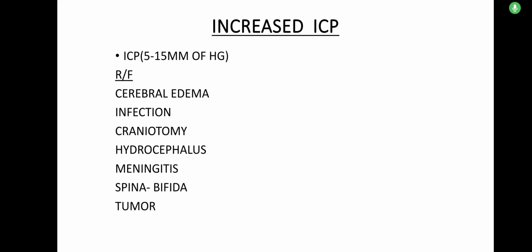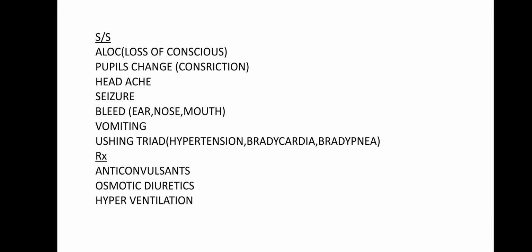Now let's see neurology conditions. The first condition is increased ICP. The normal ICP, intracranial pressure, is 5 to 15 mm of Hg. Risk factors: cerebral edema, infection, craniotomy, hydrocephalus, meningitis, spina bifida, and tumors.